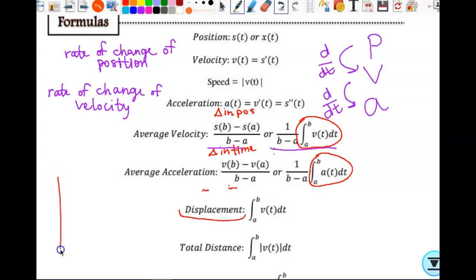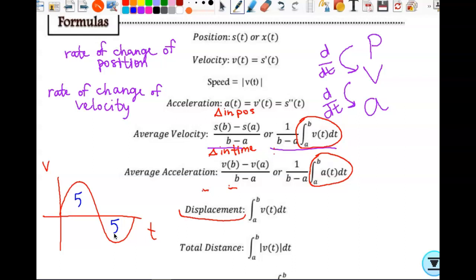Let me show it to you graphically. Say my velocity function looks like this. Pretend those are equal areas. Let's say this is 5 and this is 5. What is the displacement? 0, right? If this is horizontal motion, we went 5 to the right and then 5 to the left, so we're right back to where we started.